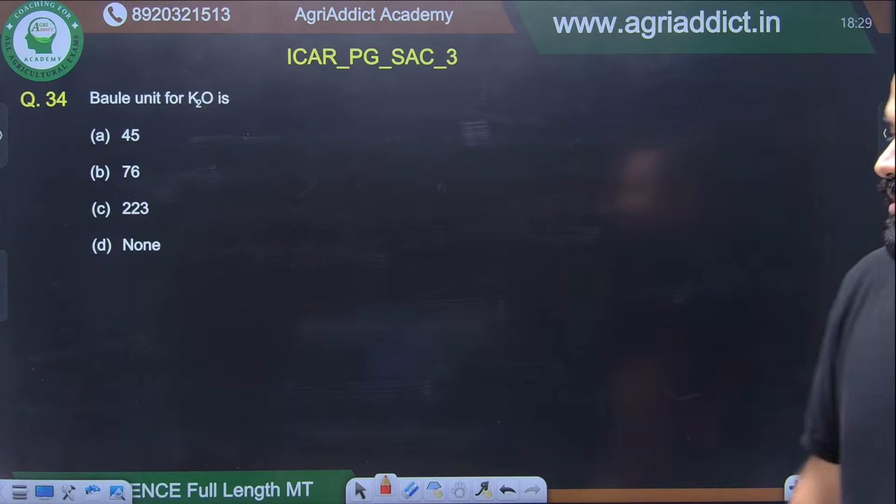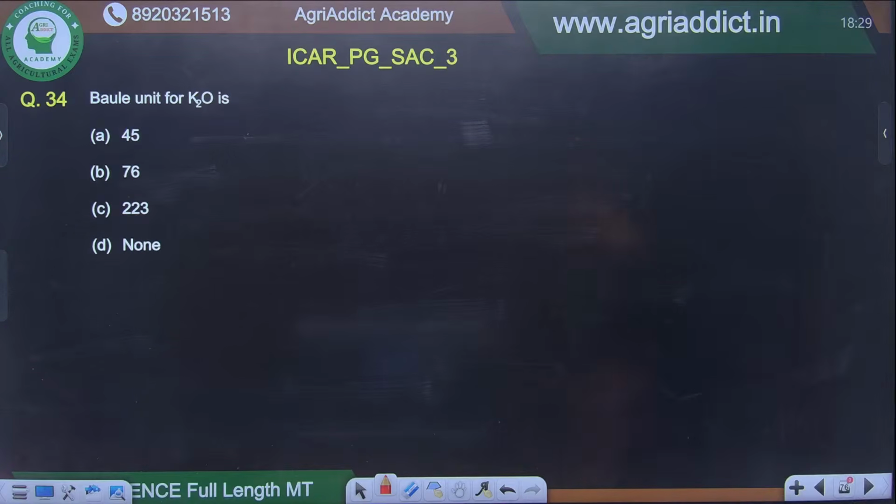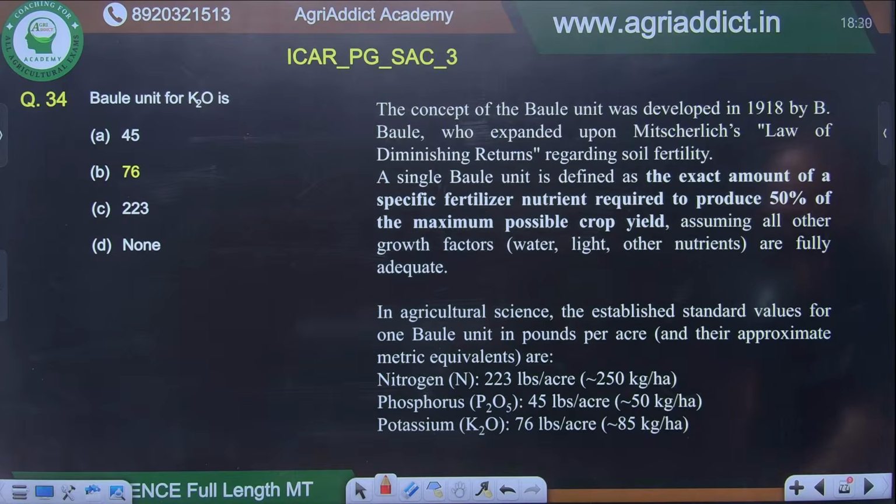What is the Boule unit for K2O? This is also a very easy question. If you have read ISSS, this is a 1 second question. What is taking you so long to answer this? What is the Boule unit for K2O? Yes, it is 76. इसमें इतना सोचने वाली क्या बात है?